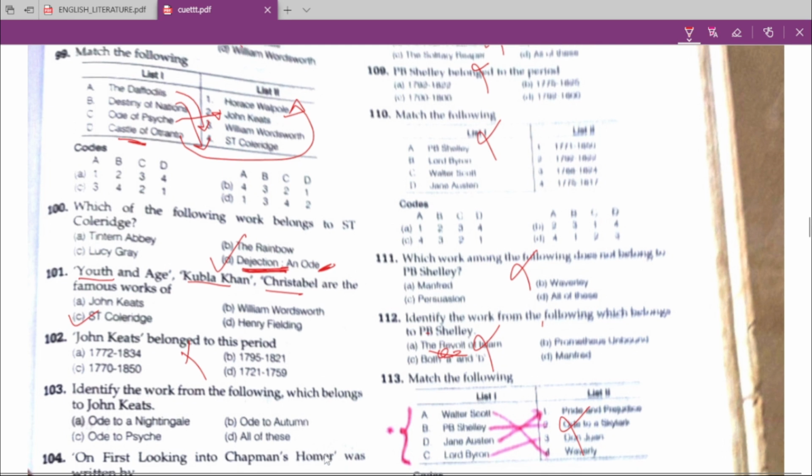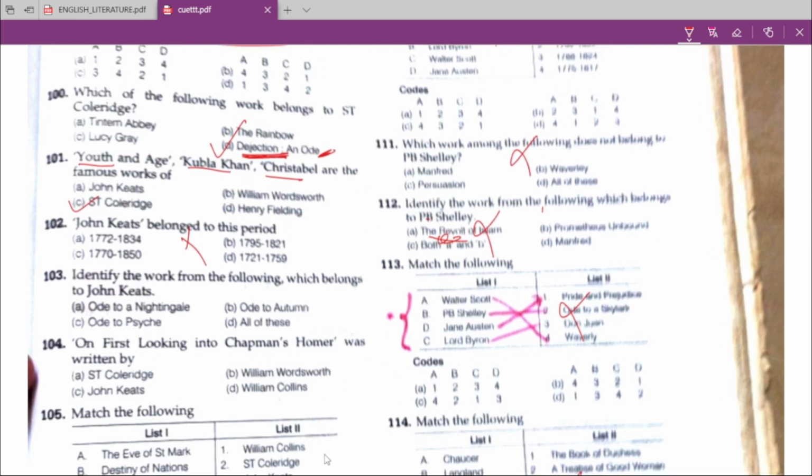103. Identify the work from the following which belongs to John Keats. Ode to a Nightingale, Ode to Psyche, Ode to Autumn, all of these. So all of these were written by Keats. Ode to a Nightingale, Ode to Psyche, Ode to Autumn. On First Looking into Chapman's Homer was written by John Keats. John Keats' first work, that is On First Looking into Chapman's Homer. C is the right answer.